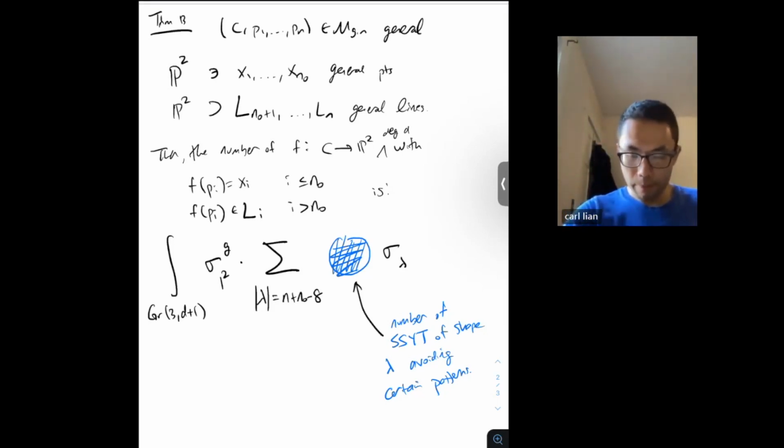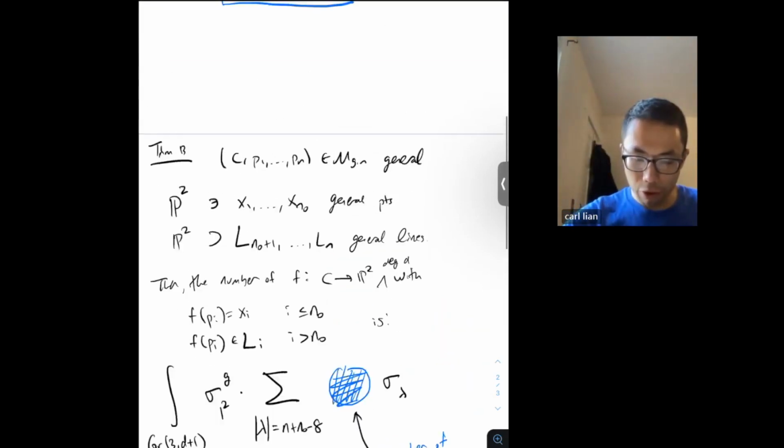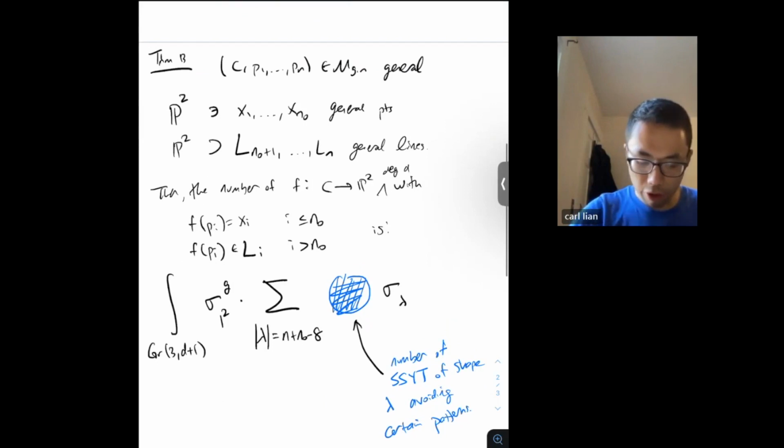So maybe this is where I wish I had sliding boards. Now you could compare these two formulas. This formula is sort of saying you have a Grassmannian and you have a class that looks like some class to the G, and then times some sum, and that sum is kind of written in terms of the Schubert basis.